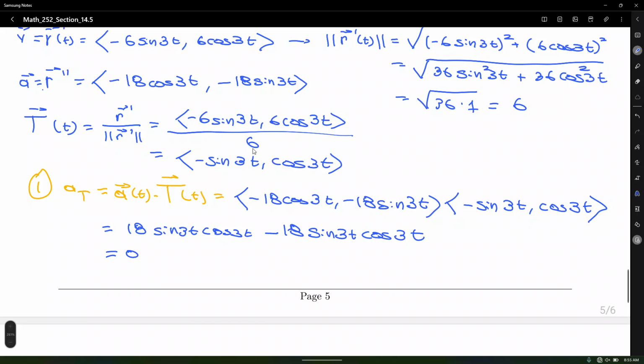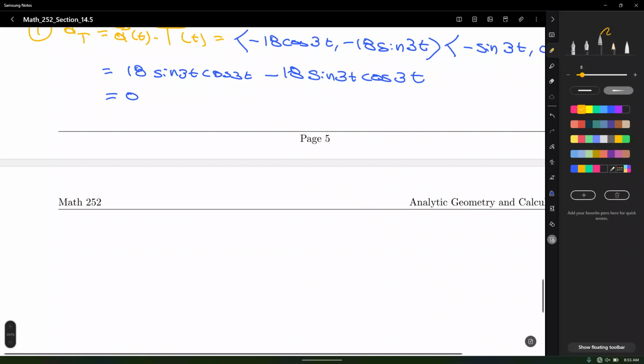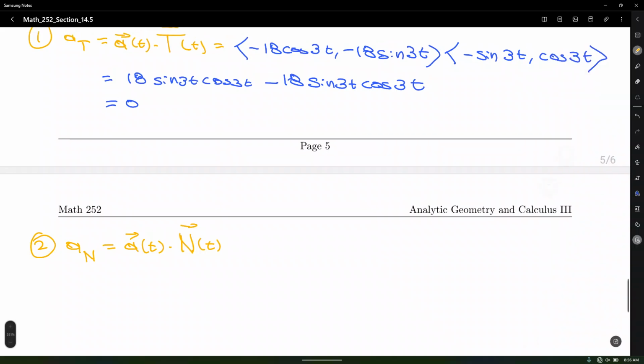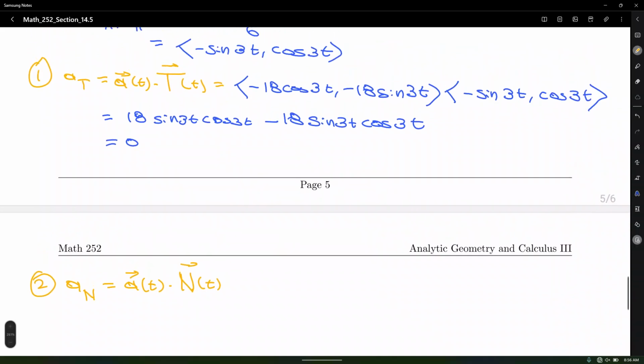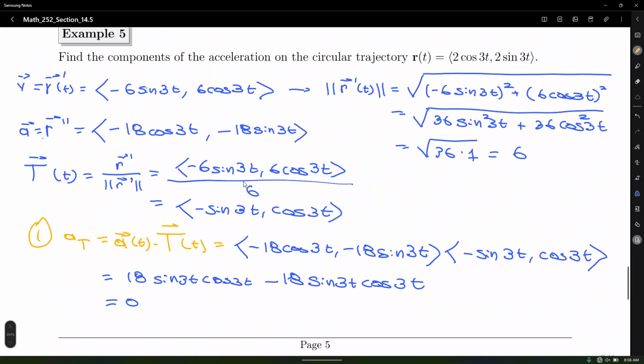Let's do part B, or number 2 of the problem. That's the normal component of the acceleration, that is, the acceleration vector dotted with the unit normal vector. But again, do you feel like doing the unit normal vector? Don't get me wrong, for this trigonometric vector valued function it's not going to be as crazy as the algebraic one we just did, because we will be going back and forth between sine and cosine, and we get the Pythagorean identity that reduces to 1 a lot of times. So even if you do it that way, it's not going to be as crazy as the other one.